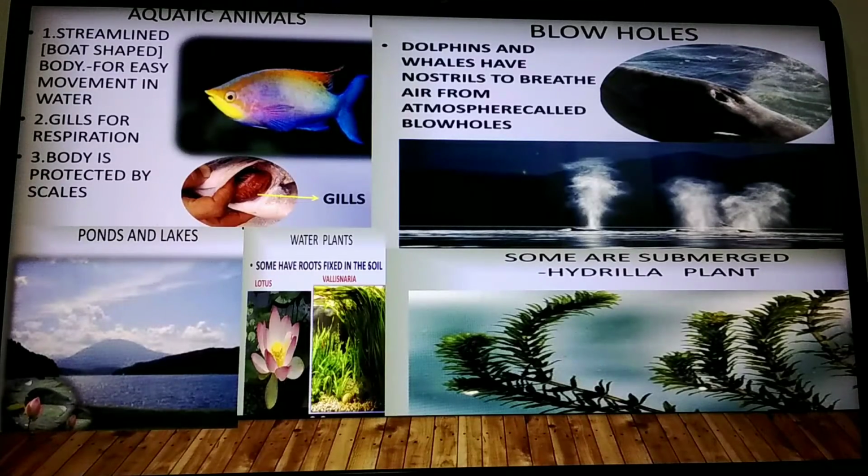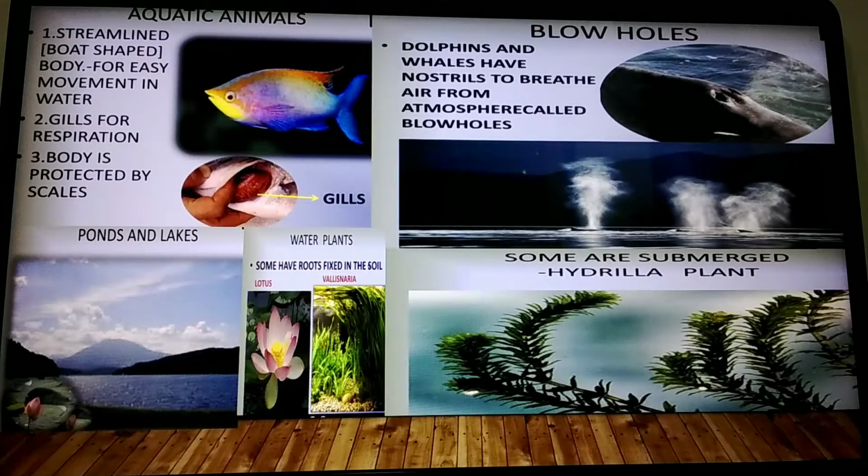Whereas completely aquatic animals, gills are the main breathing organs. When the water is flowing through the gills, the dissolved oxygen will be absorbed by the gills. In such a way, the animals which are present in the water habitat will survive. For respiratory purposes, oxygen is obtained from the dissolved oxygen present in the water.